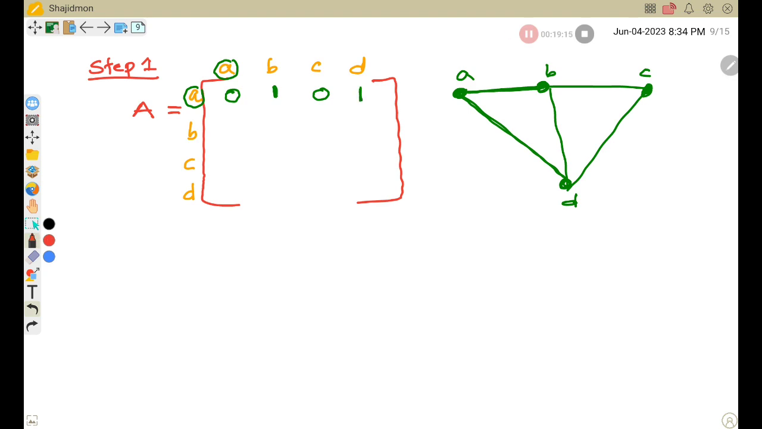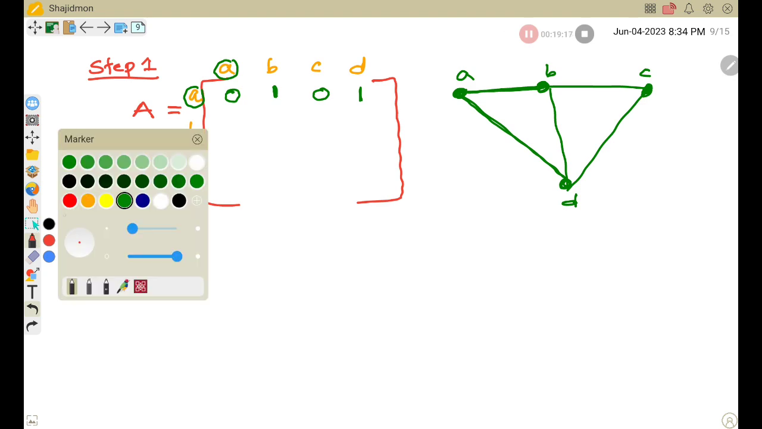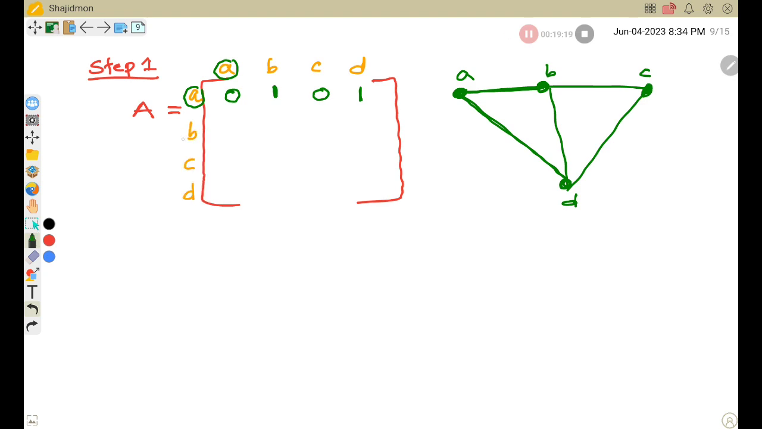Now in a similar way, for B: B to A, we have 1. B to B, there is no loop, and B to C, one edge is there. And B to D also one edge is there, correct? Now C to A, we don't have any direct edge.